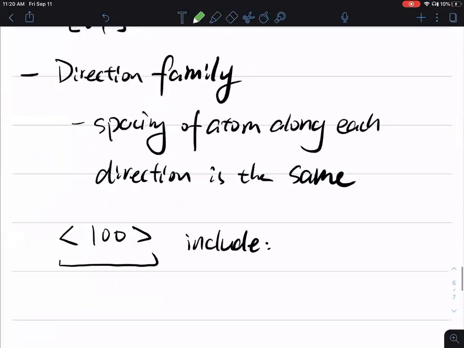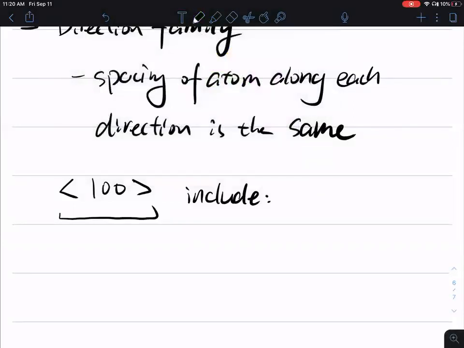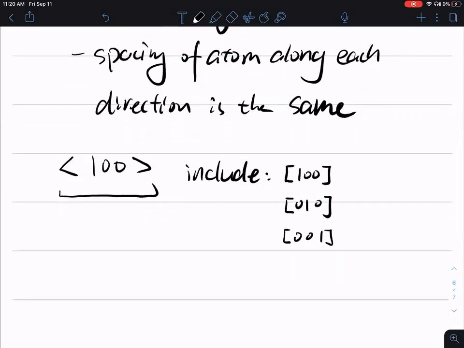They're all equivalent. So let's write out how many family members the <100> family has. Here I'm writing directions, so this is a square bracket: [100], [010]. This is a test for your possibility statistics. How many different combinations do we have? [001]. Are we done? Do we have more family members for the <100> family?